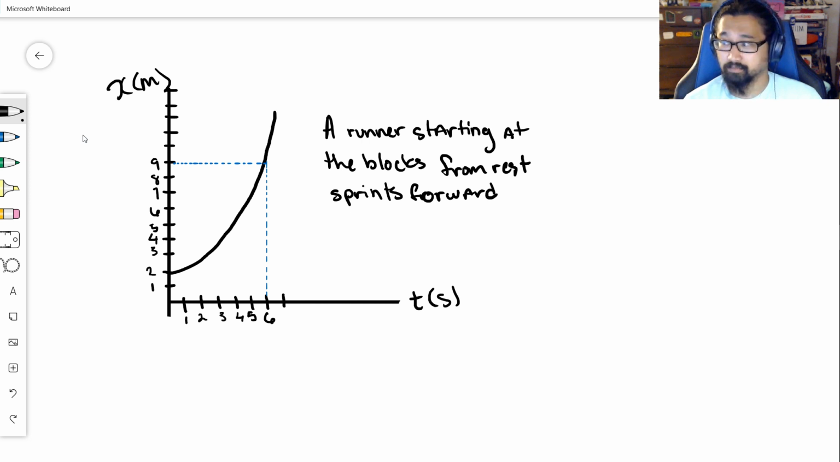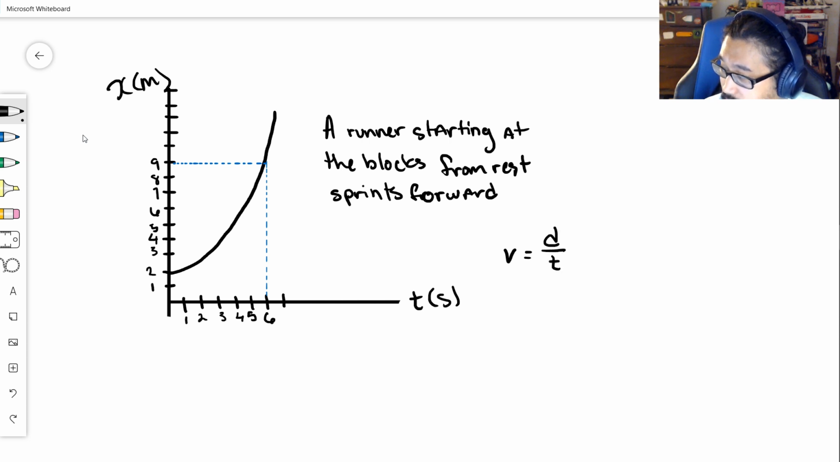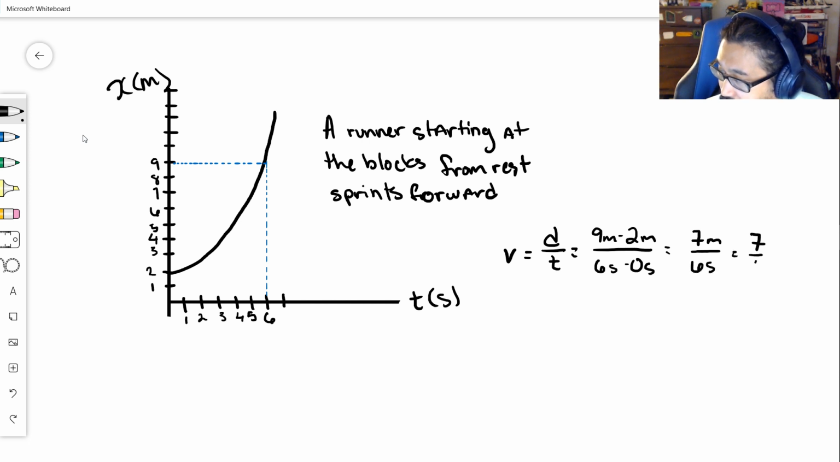Right, so previously, if I asked you for the velocity of this runner, velocity is distance divided by time. How much distance was covered? Well, 9 meters minus 2 meters over 6 seconds minus 0 seconds. Well, that's 7 meters over 6 seconds, and that's 7 over 6 meters per second, because I don't feel like dealing with the decimal place right now. I was hoping that my drawing would work, but it didn't. It is what it is.